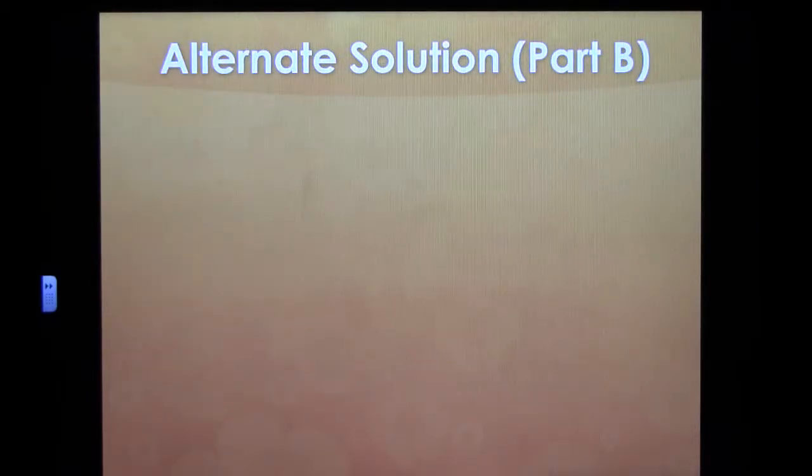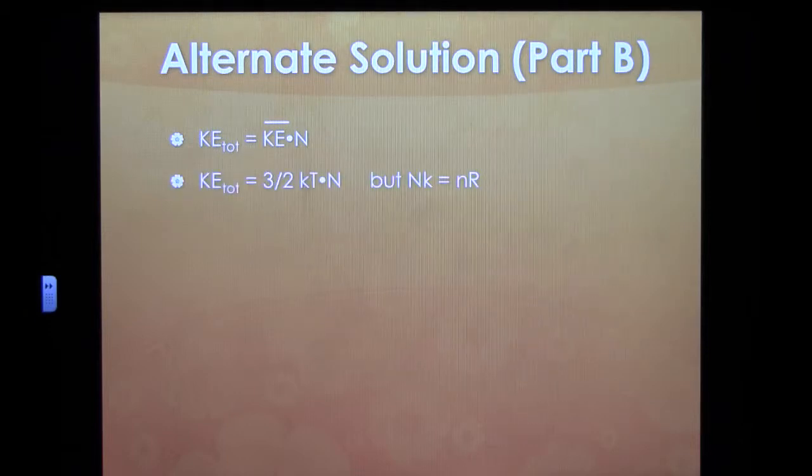There is an alternate solution to Part B. We did say that the total kinetic energy is equal to the average kinetic energy times the number of molecules. But if we plug in the equation for average kinetic energy, 3/2 kT, then we find that the total kinetic energy is equal to 3/2 kT times capital N.